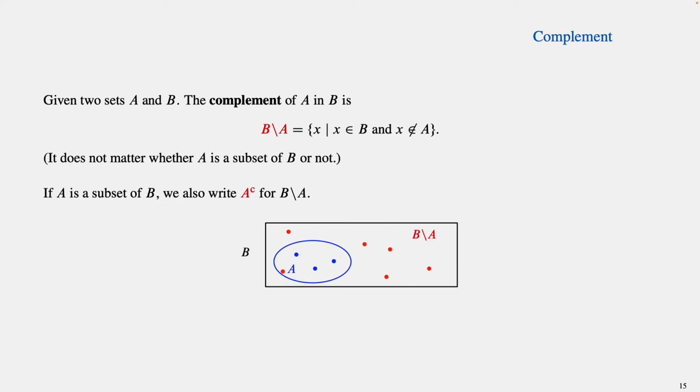And here I have a picture for this. So this box, everything in there is the set B. Then we have this subset A. So here we have the situation where A is in fact a subset of B, and all the elements of B, which are indicated in red here, that are not contained in A, form the complement of A within the set B.